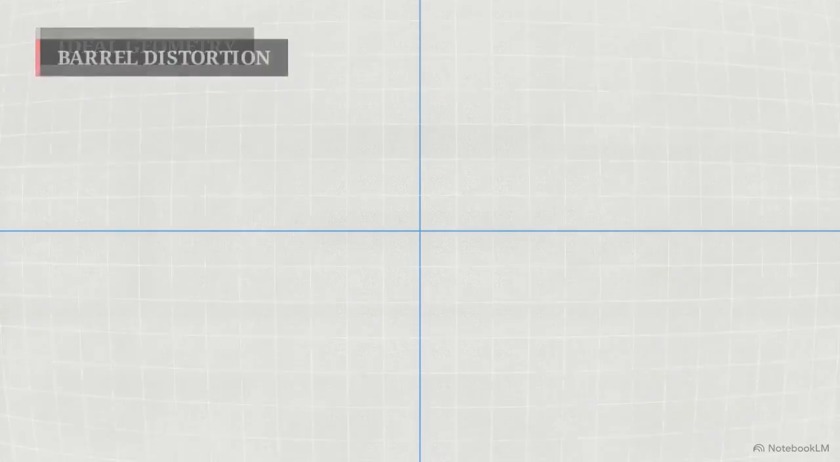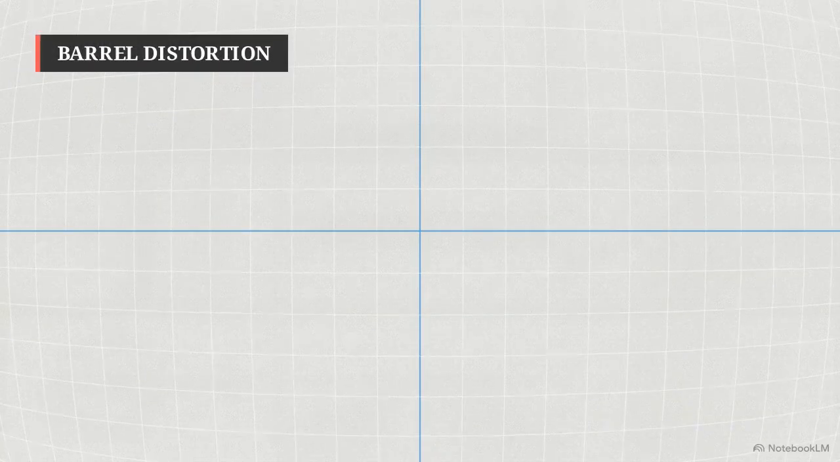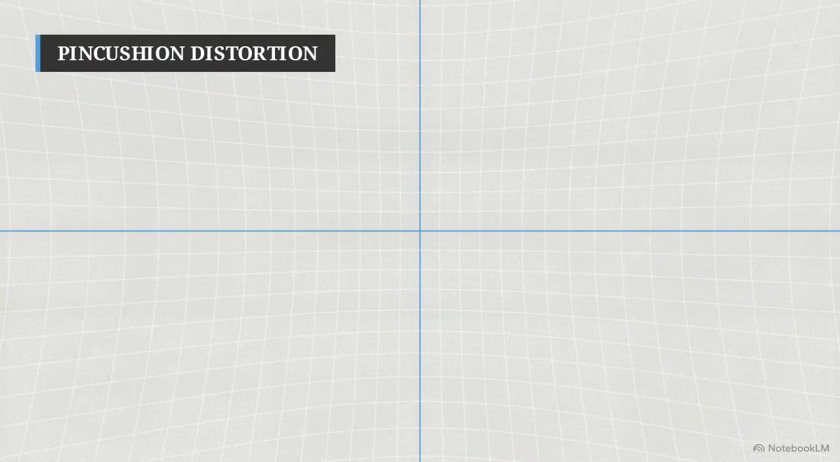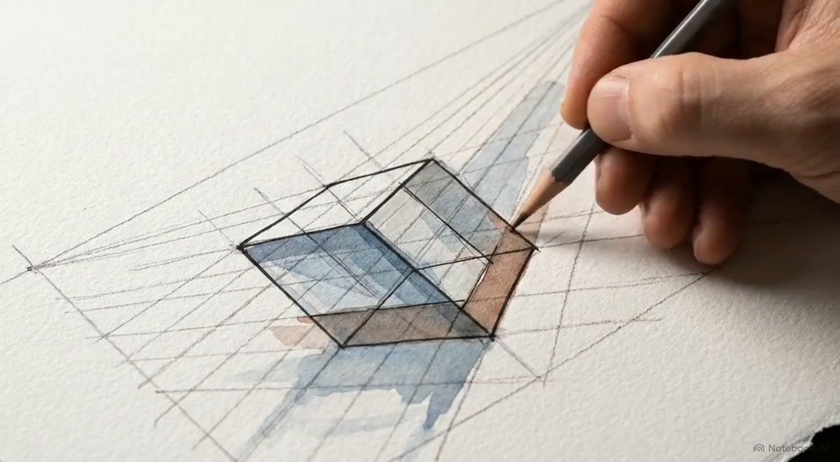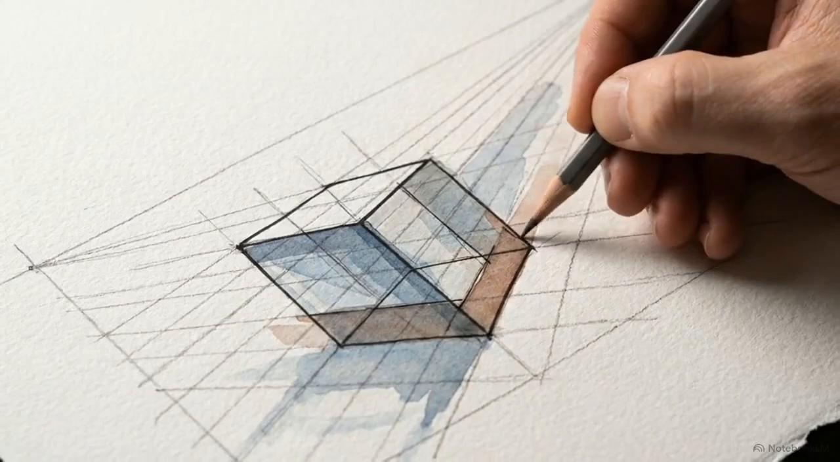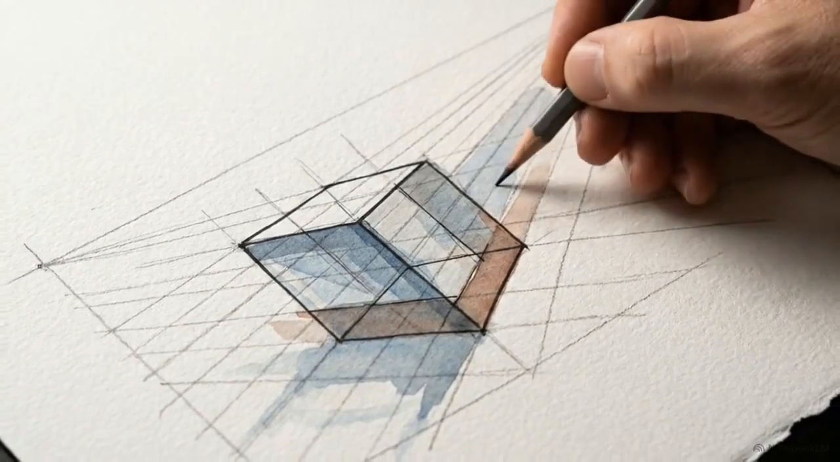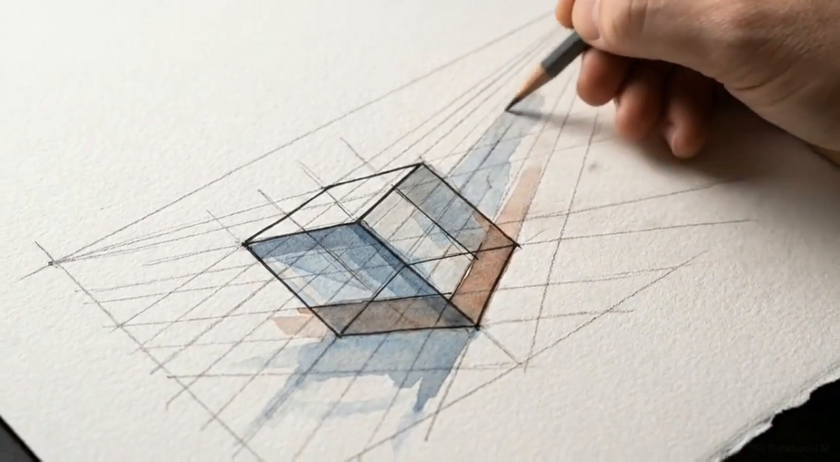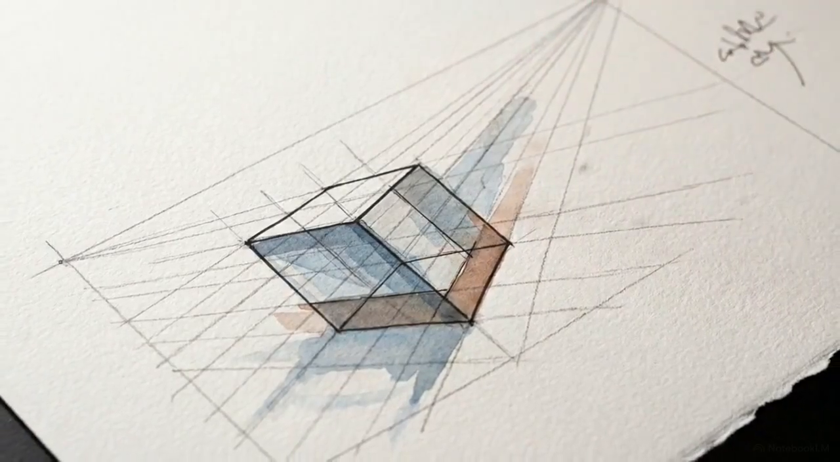These systems introduce optical anomalies. Barrel distortion bows the image outward spherically, while pincushion distortion pulls the edges inward toward the center. Perfect three-dimensional representation on a flat surface is a physical impossibility. Realistic art is the mastery of controlled, acceptable distortions.